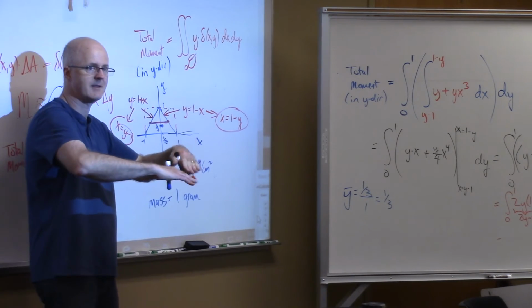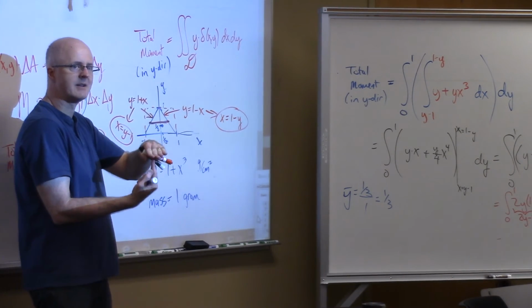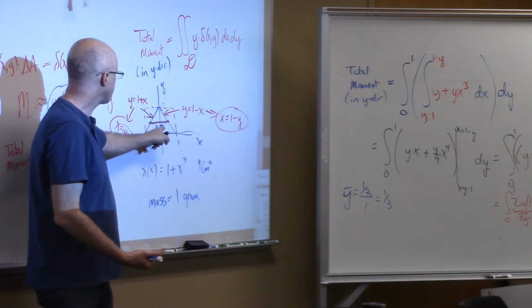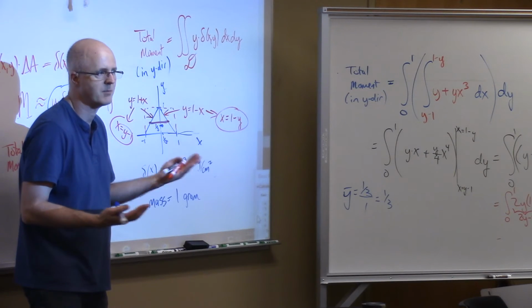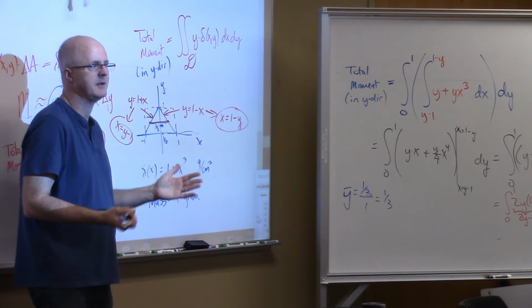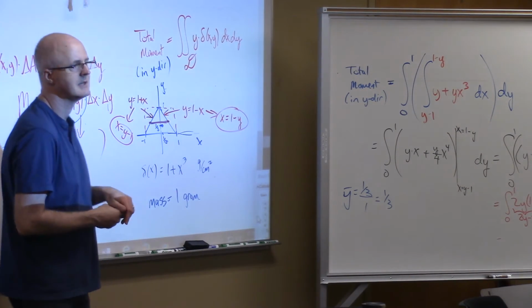So if you took this lamina, this triangle, and tried to balance it on a pin, you'd want to put the pin right under that point. Of course, nobody can put it perfectly under the point, and so it probably wouldn't balance. But theoretically, that's where it would balance, if you do it perfectly.